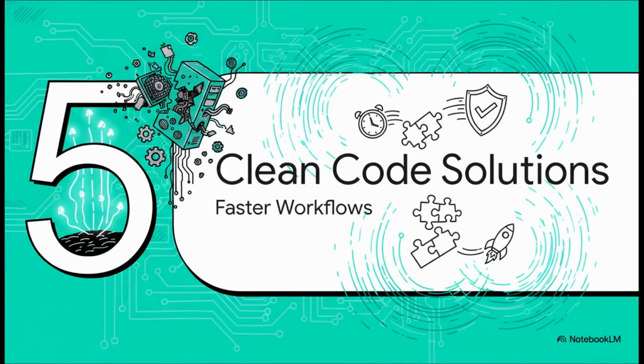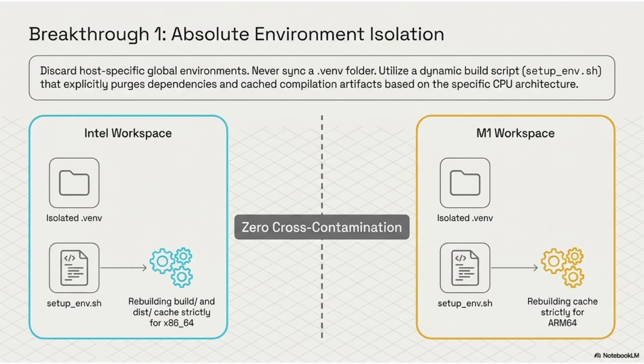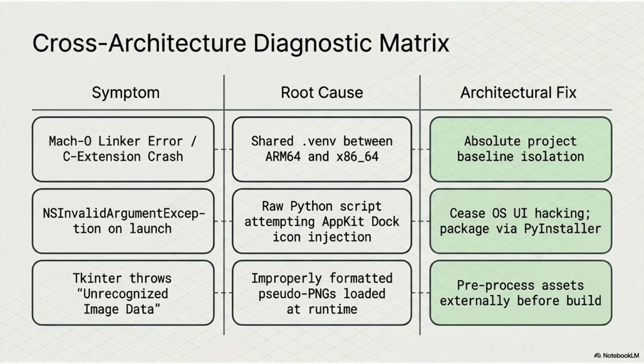Which brings us to our final part, Section 5, Clean Code, Faster Workflows. Emerging from that technical abyss of crashes and environment traps, the developers achieved stability through 3 core principles. First, absolute environment isolation. They created separate project baselines per chip architecture. Second, clean asset preprocessing. Instead of hacking the OS for a pretty icon, they pre-formatted their image as a true 512 by 512 RGBA PNG with an Apple-compliant squircle mask already baked in. And finally, deployment separation. They kept their source code execution purely for development and let PyInstaller handle the heavy lifting of the final macOS app packaging and OS-level aesthetics.